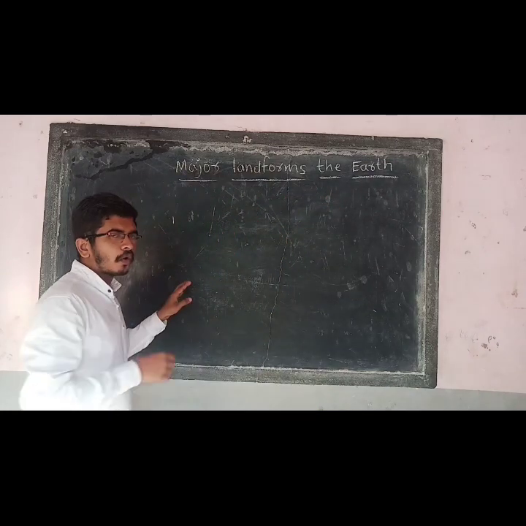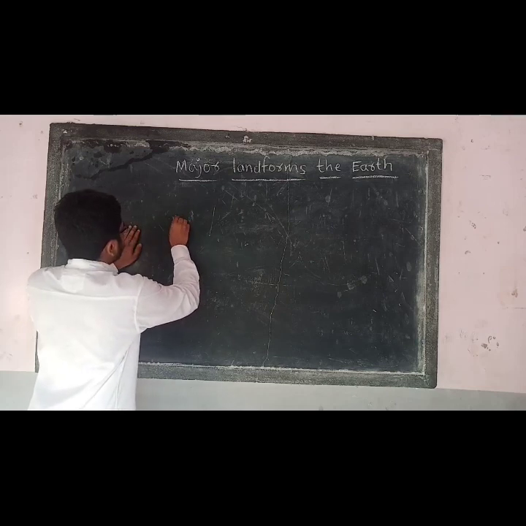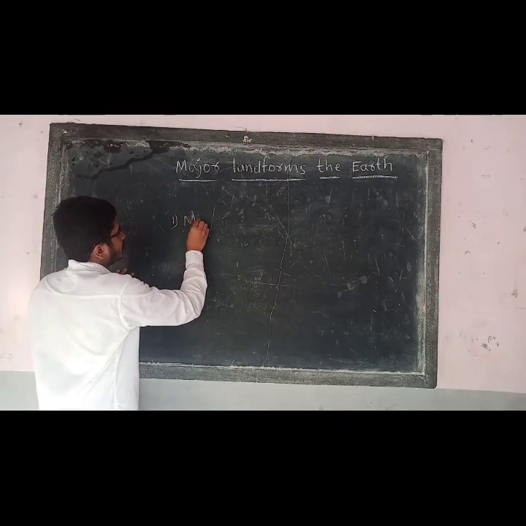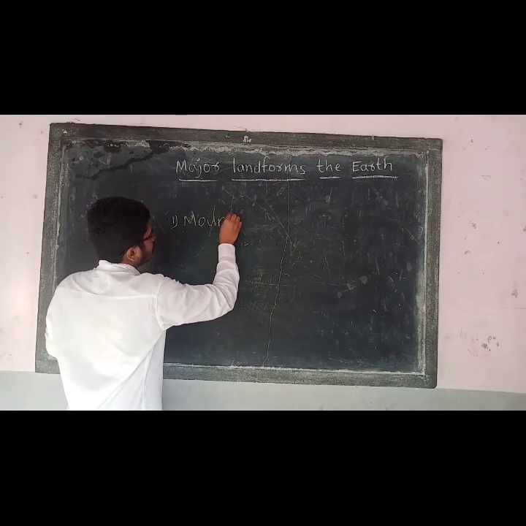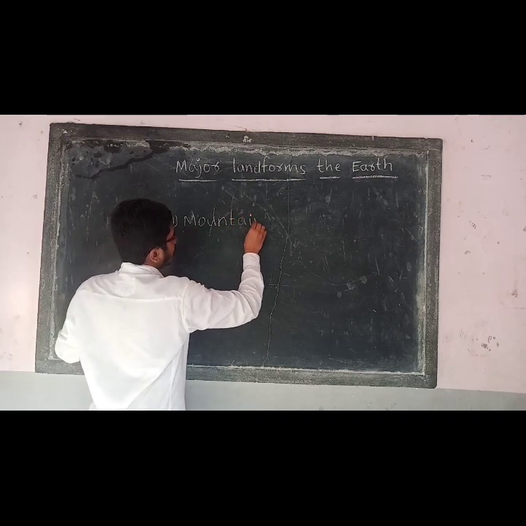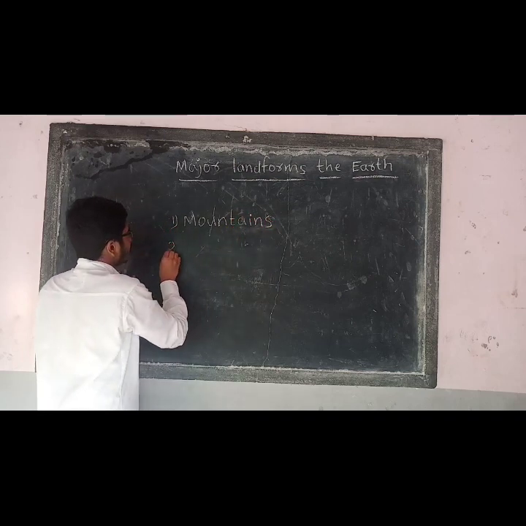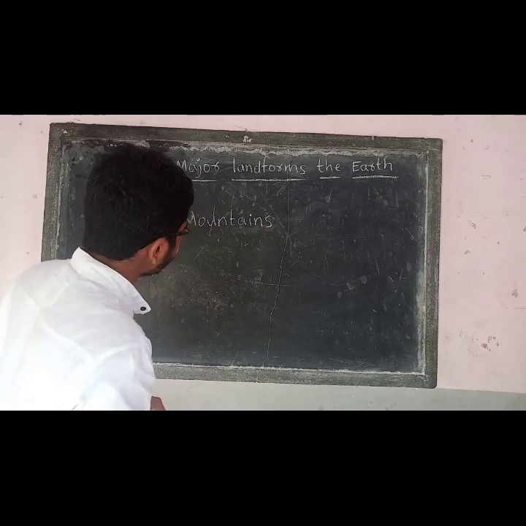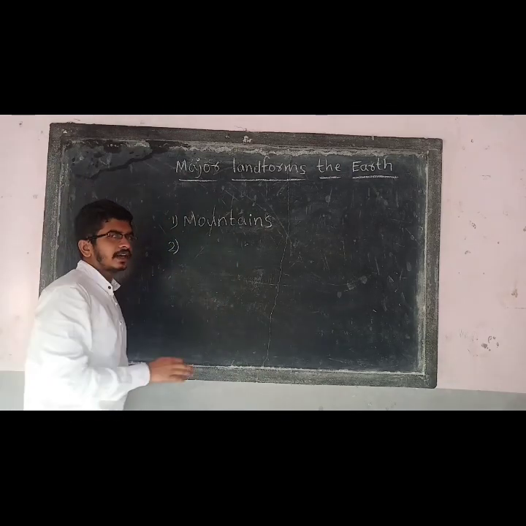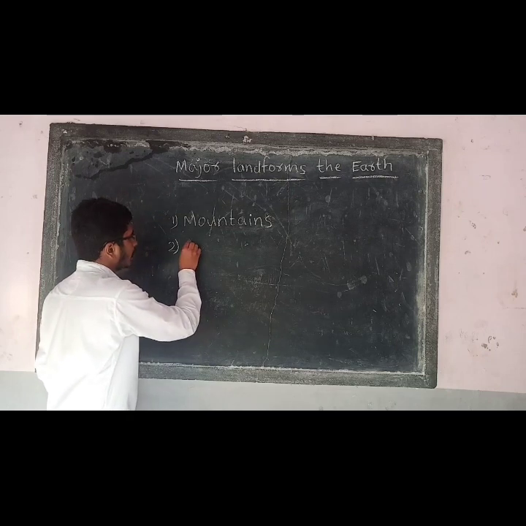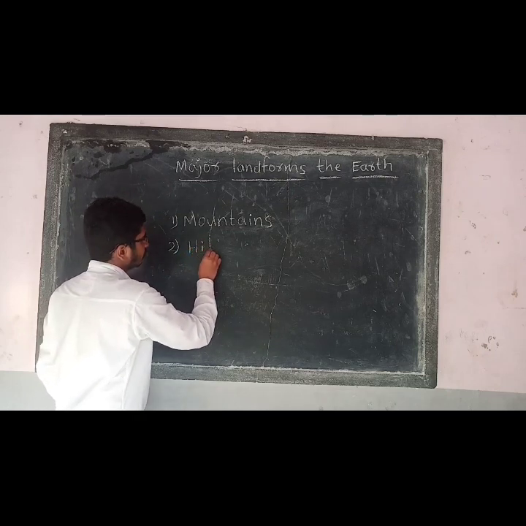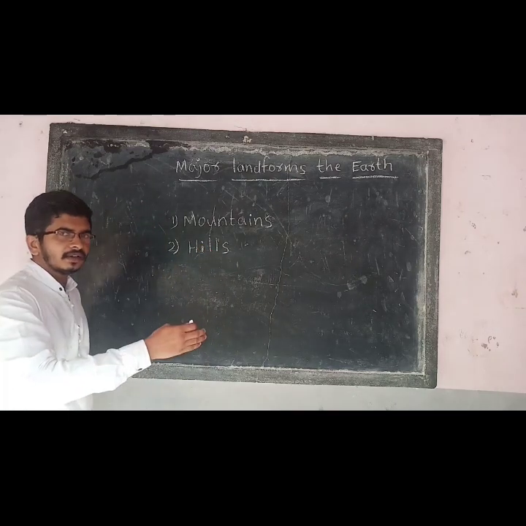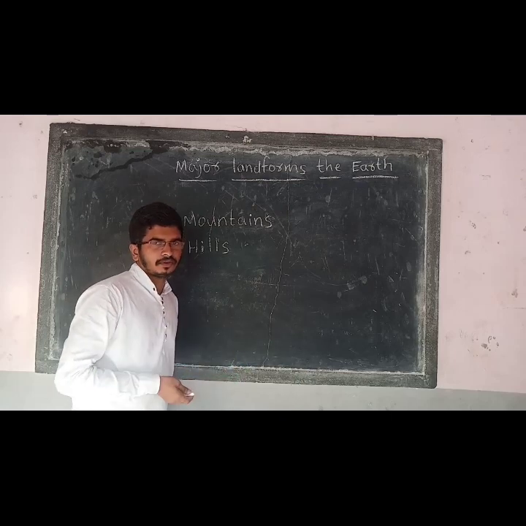So now note the points. What are the major landforms of the earth? First one is mountains. You have to see the board and note the points. First I will write major landforms of the earth. Next we will go into brief on that. Next one is hills. You know mountains, right? I will explain what mountains are. Now second one is hills. Because of these different types of land, our earth became more beautiful.